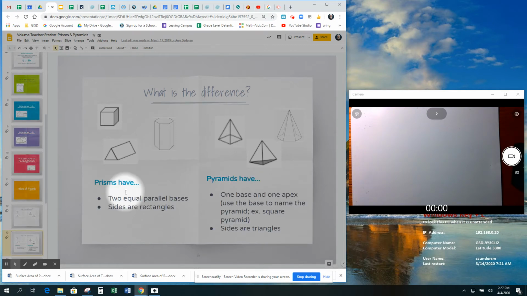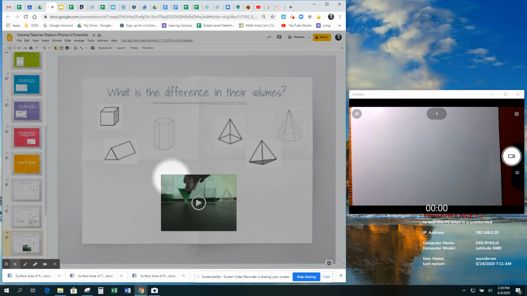Prisms have two equal parallel bases. Sides are rectangles. Pyramids have one base and one apex. So one base down here and one apex up at the top. And the sides of pyramids are always triangular.